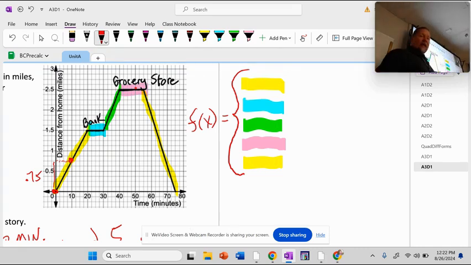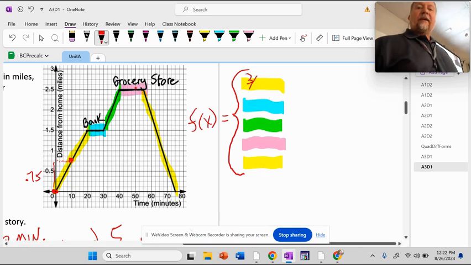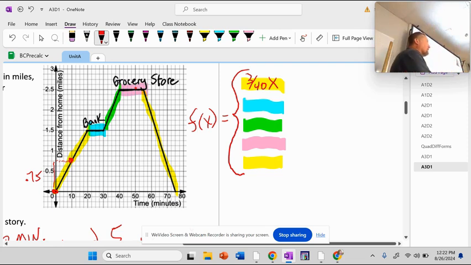All right. Okay, so that's why I asked, hey, what's the y-intercept of this line? What's the y-intercept of this line? What's that number right there for y? 0. So this first piece is 3/40 or 0.075x, and that's it. Because the y-intercept is 0, plus 0.